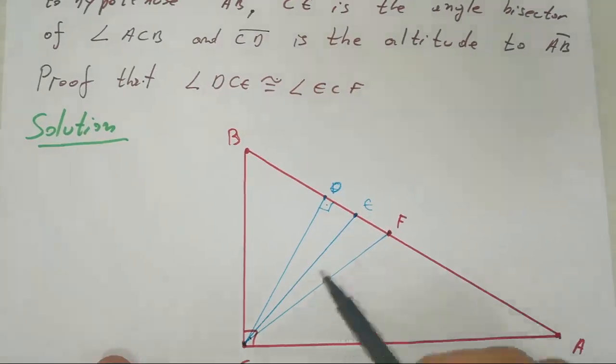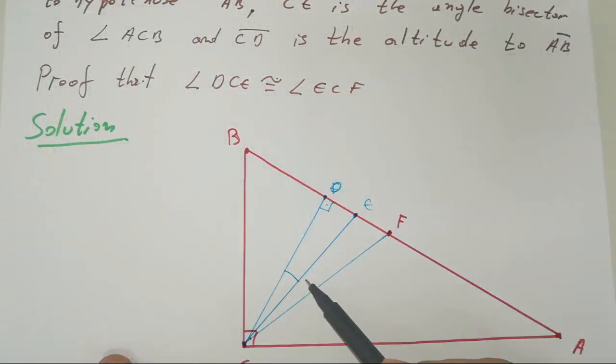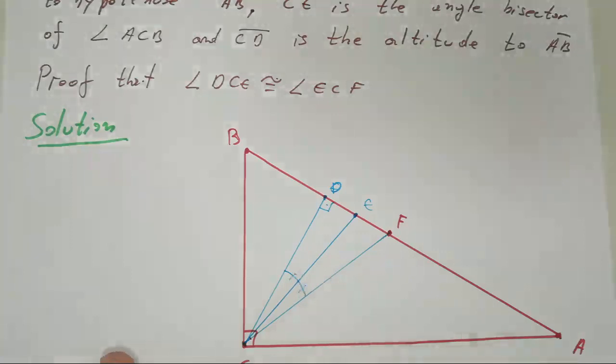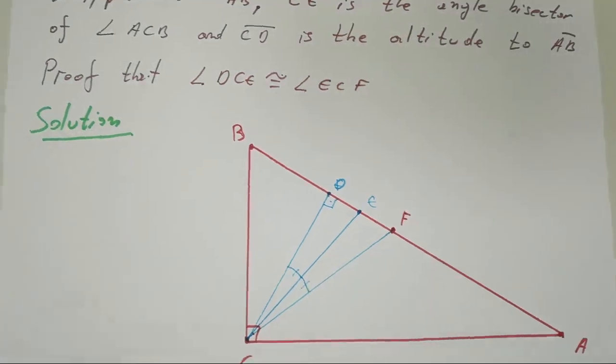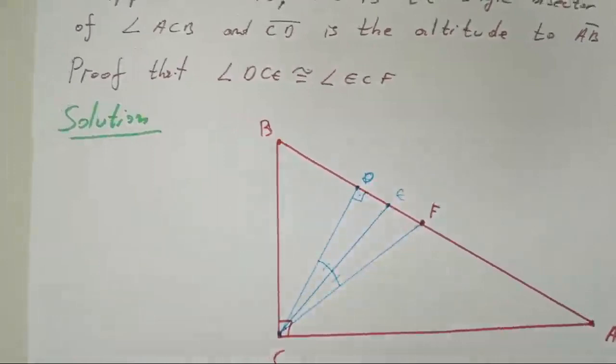We have to prove that the angle DCE, this angle, is equal to this angle. We need to show that these two angles are equal. I'll give you 5 minutes to try, and then we will reveal the solution. And meanwhile, if you're done, you can write your answers on the comment.